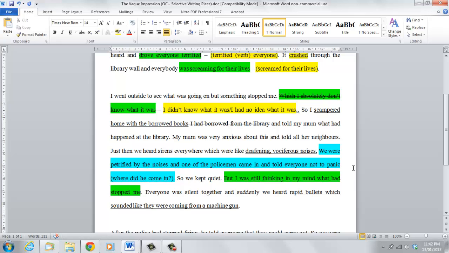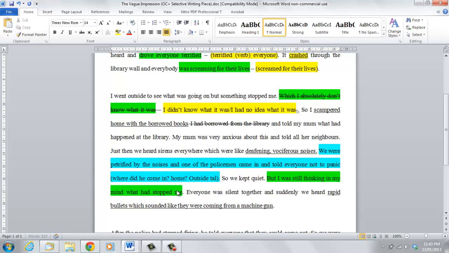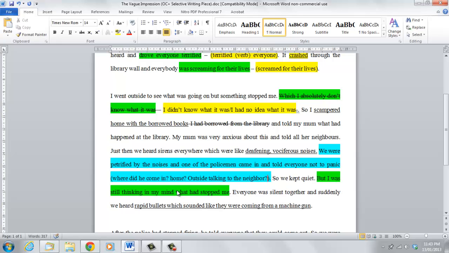Because here, I'm assuming you're scampered home. Did he come in home? Because I'm assuming you're home with your mum, or are you outside talking to the neighbours? Okay, so there's a bit of confusion there. So we kept quiet. Again, that's confused because I'm not sure whereabouts the policeman is and whereabouts you and your mum are. So that's part of the storytelling.